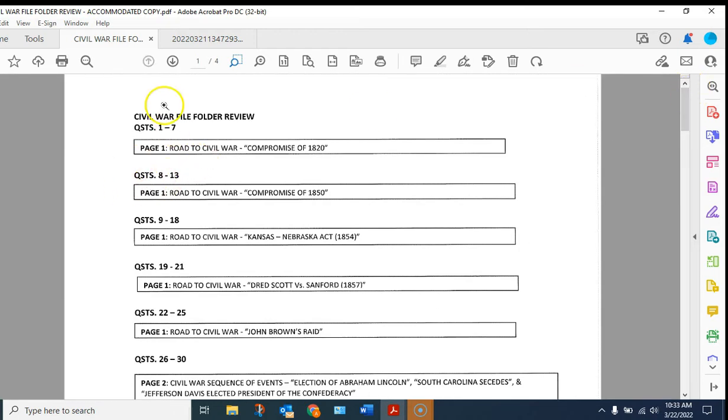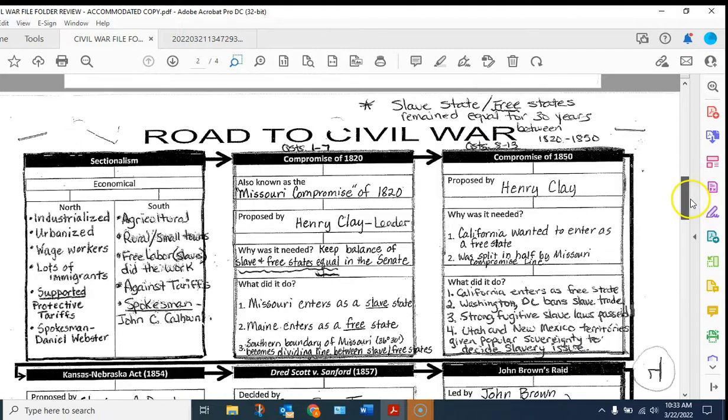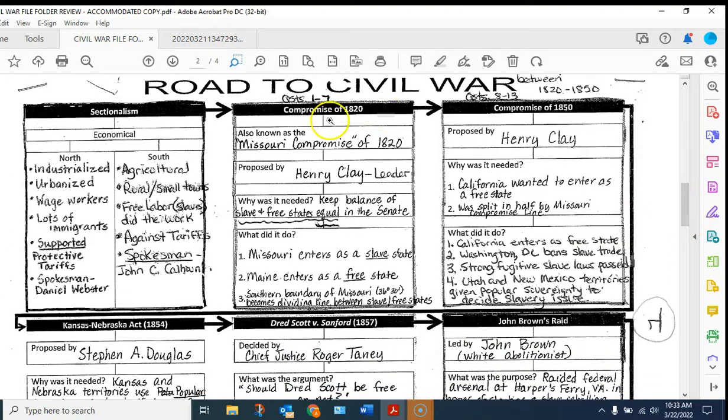So questions 1 through 7 are on page 1, and page 1 is called Road to Civil War, and you'll find it under Compromise of 1820. So you'll go to page 1, Compromise of 1820, and this little area here will let you answer those questions 1 through 7.